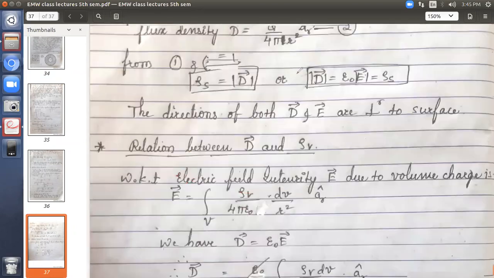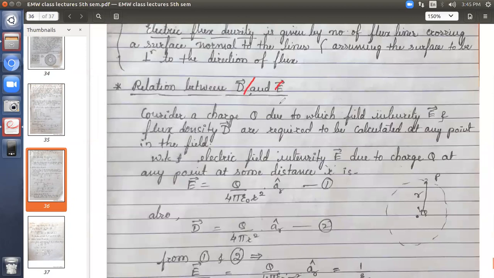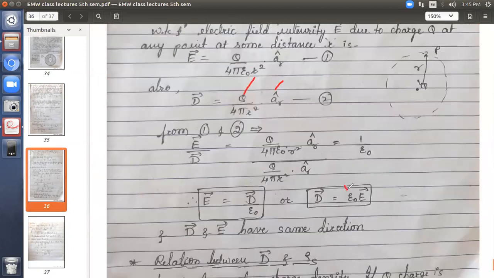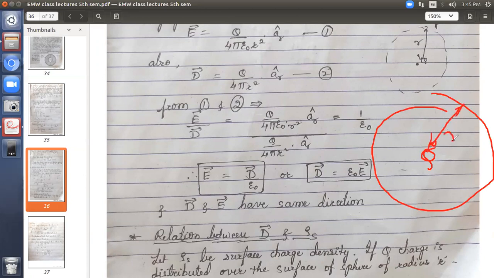Okay, let us just see what the first parameter is. It is the relation between D and E, which is D equals epsilon naught into E. That is the first relation. And for all these three, we have considered this figure. There is a center charge Q placed in a sphere. It is having a certain radius. The ball's radius is R, and on the surface there is a point P where you have to calculate E and D, the field and electric flux density.